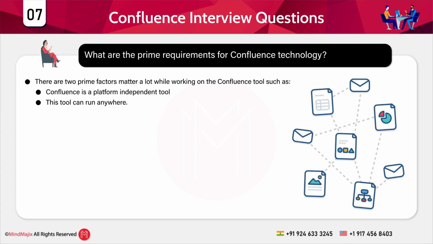So first, Confluence is platform independent. It's not that the data is there on Google Drive and you need to open it, download it and then start using it. It does not require any platform. It has a link and you can access the link across the globe anywhere, right? Second, this tool can run anywhere. That I already mentioned. You have the link, you can use it on your mobile phone, any desktop, anywhere, correct? So these are the two prime requirements of Confluence technologies.